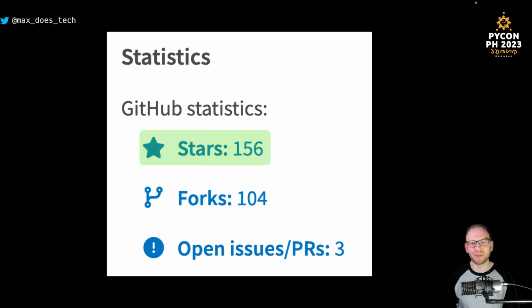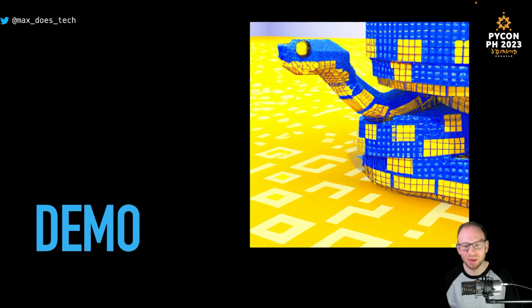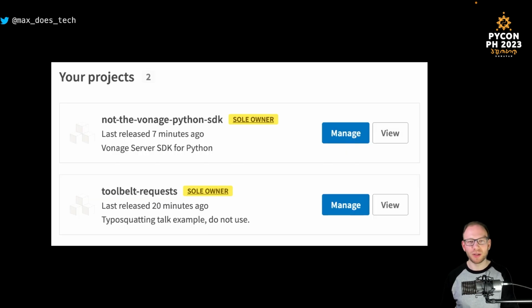Okay. So what I want to do is just summarize what's going on here. I've got two projects that I've put onto PyPI: not the Vonage Python SDK and toolbelt-requests. I'm not going to do this live. I'll show you this locally on my machine because I didn't want to keep them up there. And I'll be honest, PyPI will eventually notice, and they do sometimes remove packages that they don't trust.